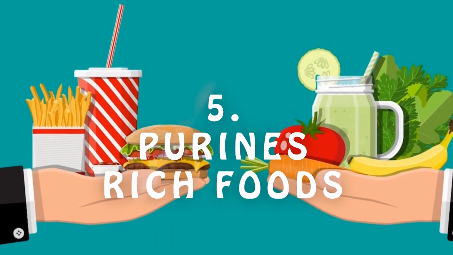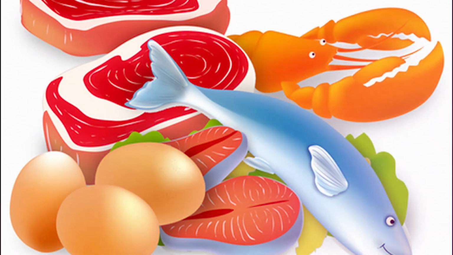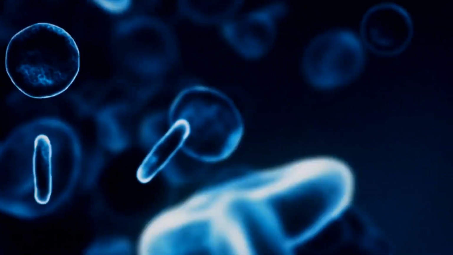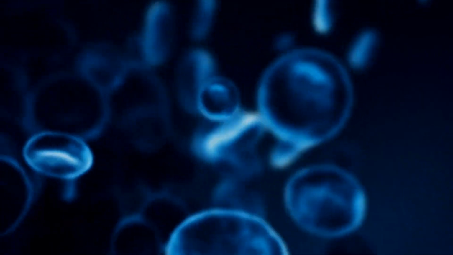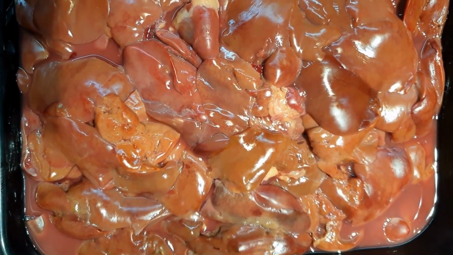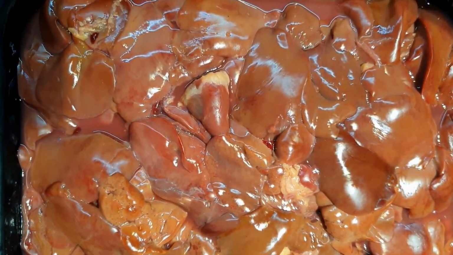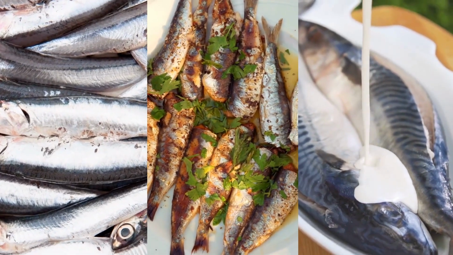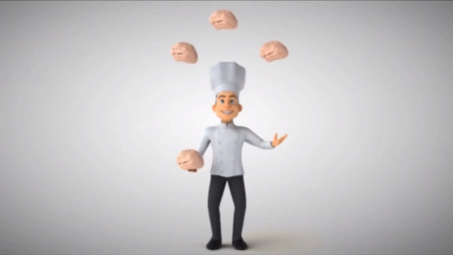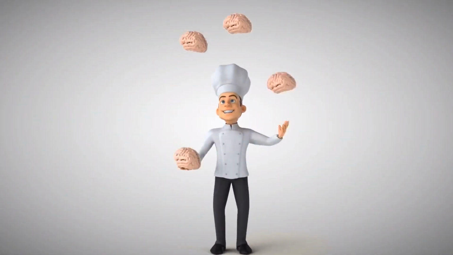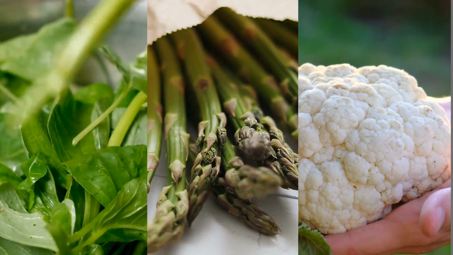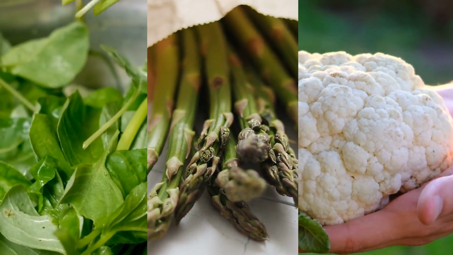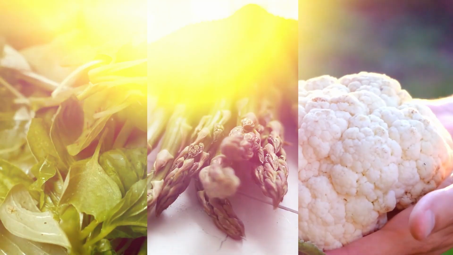5. Purine-rich foods. When you consume purine-rich foods, your body breaks down these purines into uric acid. Some examples of purine-rich foods include organ meats such as liver and kidney, some types of fish such as anchovies, sardines, and mackerel, as well as red meats and meats such as venison. Some vegetables such as spinach, asparagus, and cauliflower contain moderate levels of purines.